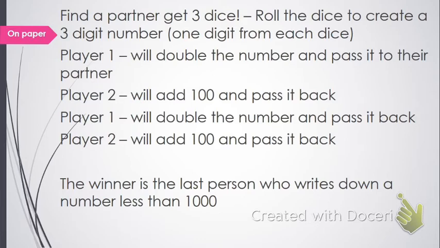So you need a partner. Come pick 3 dice. You're going to roll those dice to create a 3-digit number. So decide which die represents your hundreds place, which die represents your tens place, which die represents your ones place. Come up and do that first, and then I'll go through the rest of the directions. So find a partner, get 3 dice. This is a 2-person game. I don't have a way to modify it to make it a 3-person game, at least not right now. I'm not that creative.